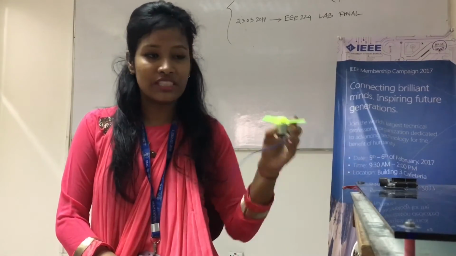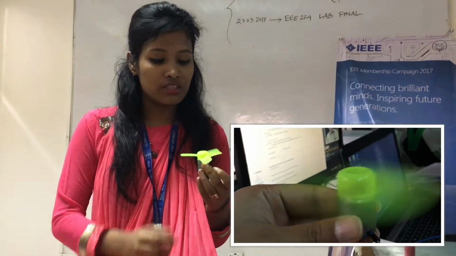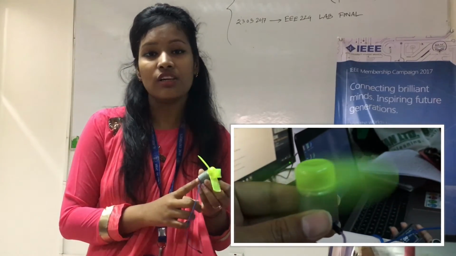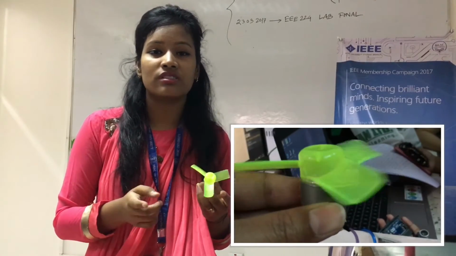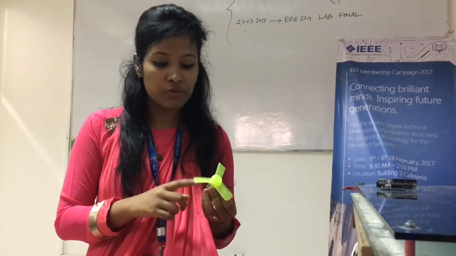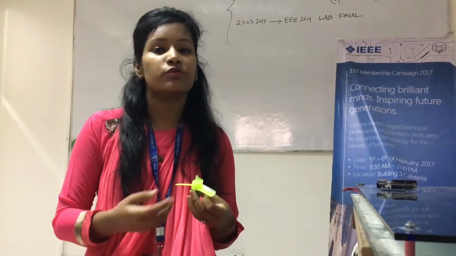Then we used a DC motor. This is a sample model. We use the DC motor to rotate the fan. It converts electrical energy to mechanical energy and then helps to rotate the fan.